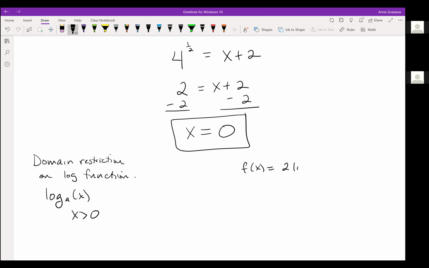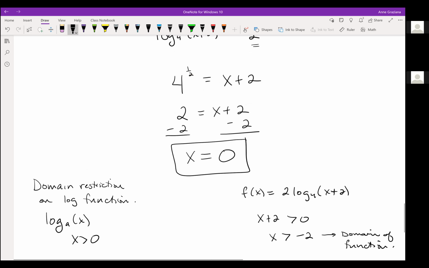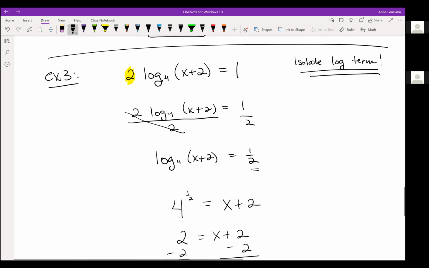I had 2 times log base 4 of x plus 2. So my input is x plus 2, and that's got to be greater than 0. So that means my inputs have to actually be greater than what number? -2, okay? This is the domain of this function. And 0 is within that domain. 0 is bigger than -2, so it's fine. So this log equation, no problem. I can plug in 0.